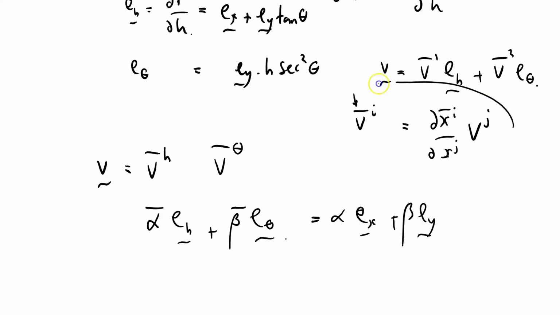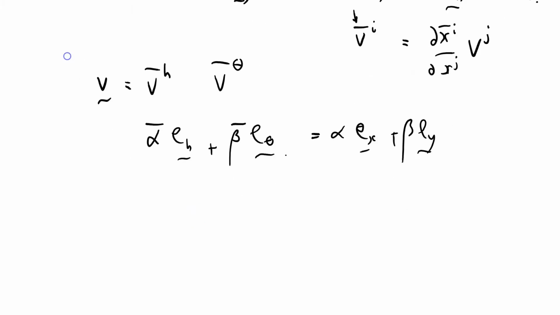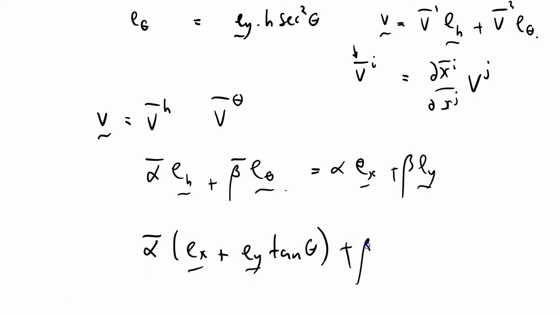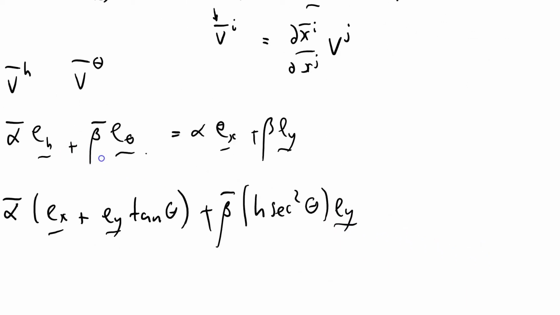As I say, I could use this formula here for the tensor transformation law, because I've established that it's a tensor, and I'm not going to. I'm going to use this, because it's easier. So alpha bar, and what was e_h? e_h was this, e_x plus e_y tan theta, plus beta bar times e_theta, which from this formula here is h sec squared theta e_y. And that equals my original vector, which is alpha e_x plus beta e_y.